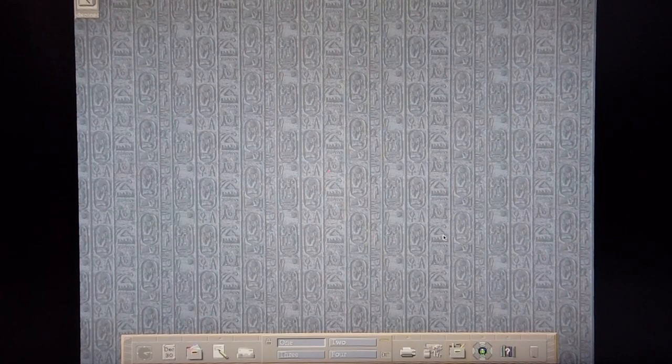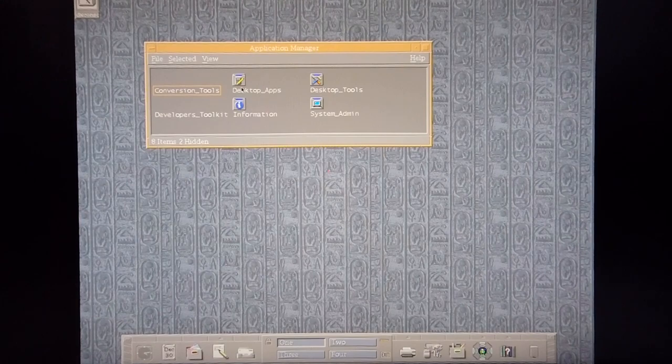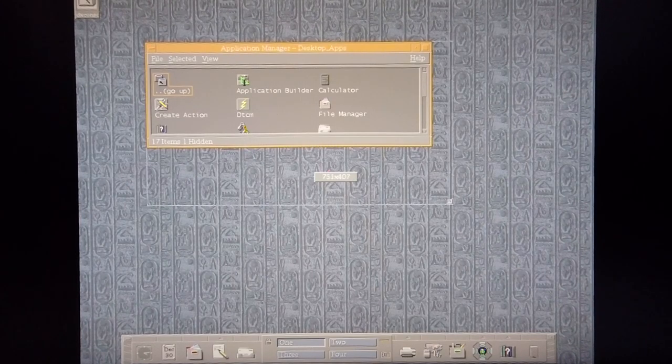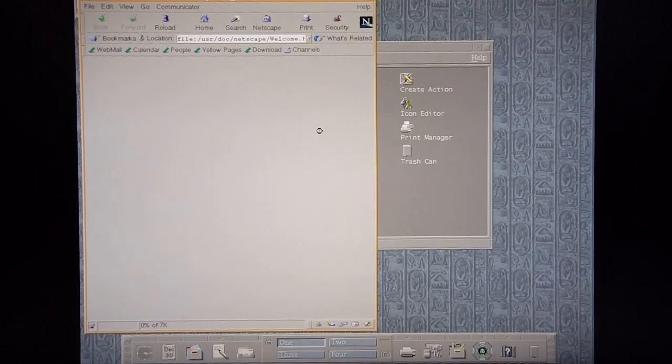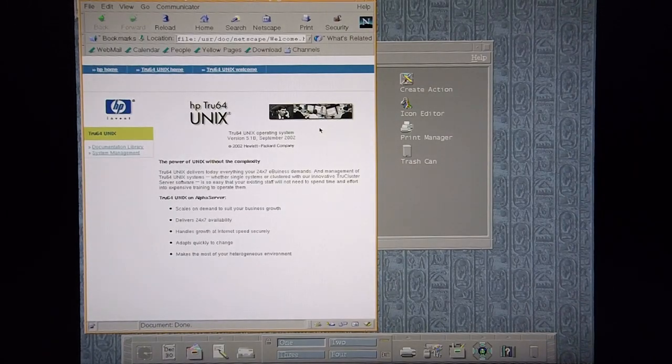Okay, I'm just going to see what we have here in terms of apps. I'm going to open up desktop apps. It's going to open up Netscape Navigator for the sake of it. This machine isn't linked to the internet at the moment, so I'm just going to see if the browser comes up. Can you hear that hard drive churning away? Certainly not the fastest machine I've ever come across. Still going. Okay, and Netscape Navigator comes up.